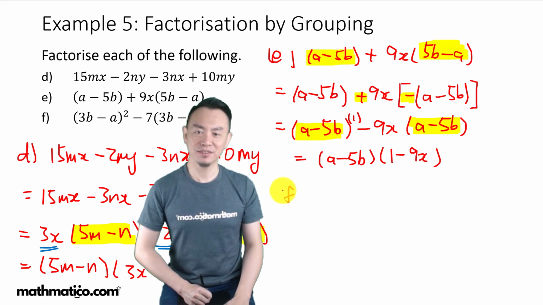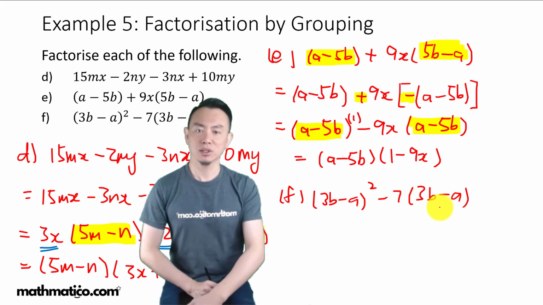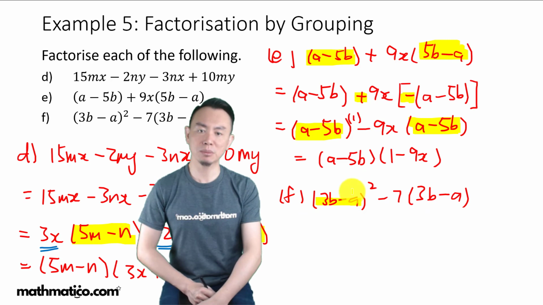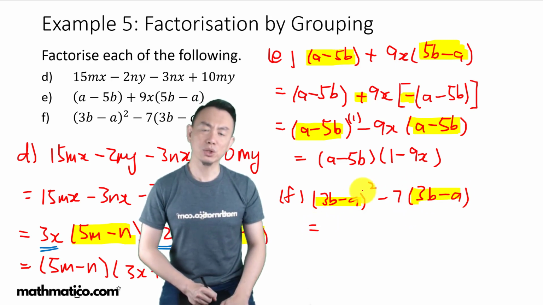Part F, 3b minus a bracket squared minus 7 times 3b minus a. So again, you see this 3b minus a just right there, isn't it? But you have a square here, so what does that mean?